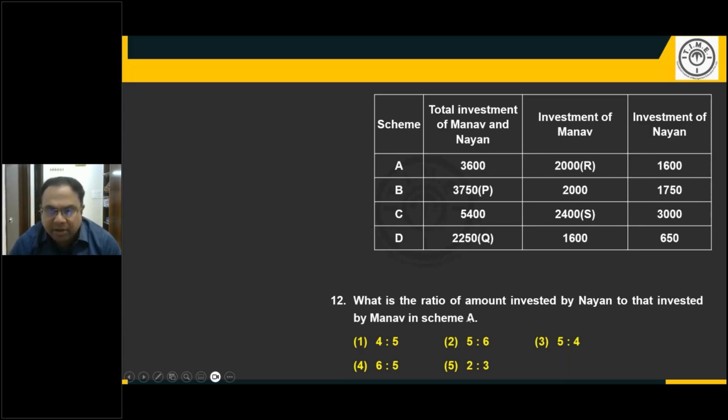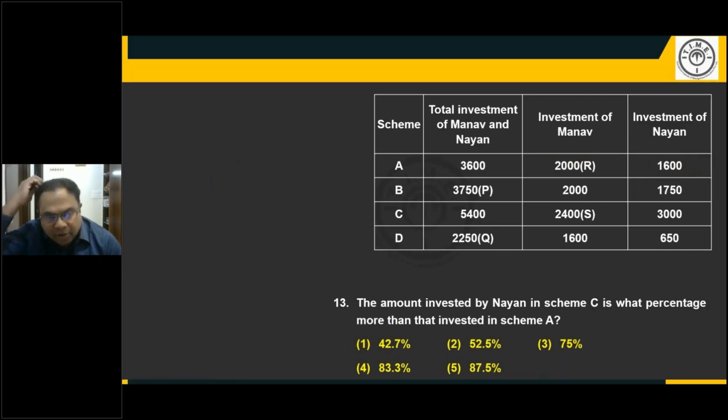Option 1. Ratio of amount invested by Nayan to that of Manav in scheme A. 1,600, 2,000. Anyway, these zeros will get cancelled now. 16 is to 20. 4 4s are 16, 4 5s are 20. 4 is to 5. Choice 1. Next question. Time starts now.